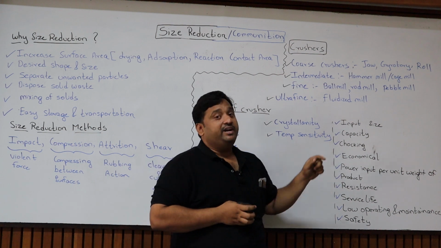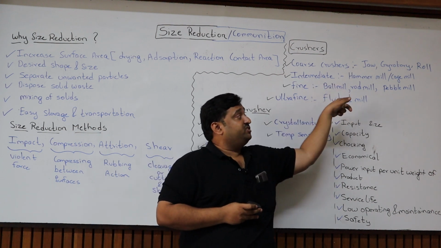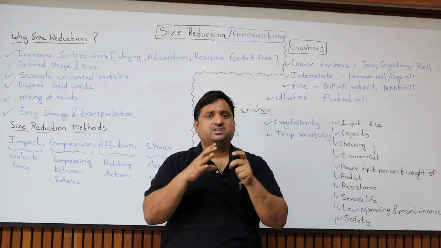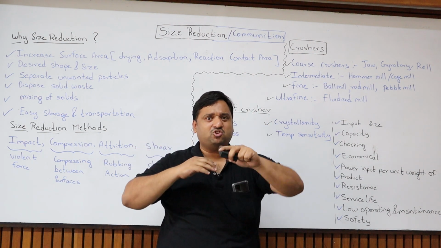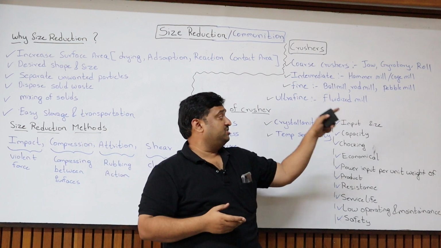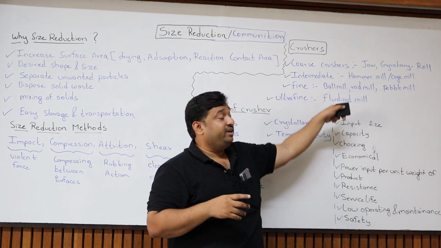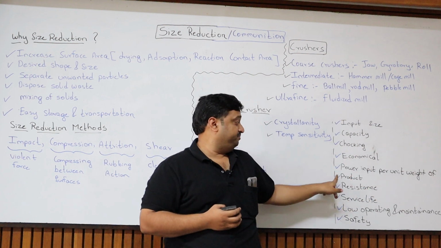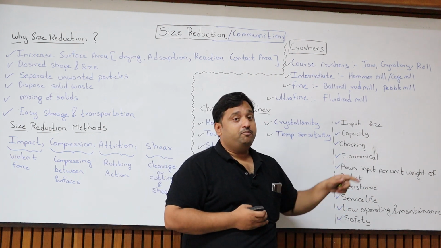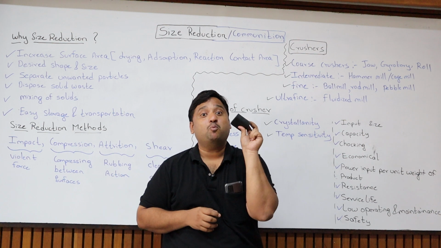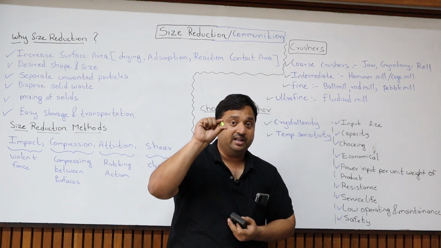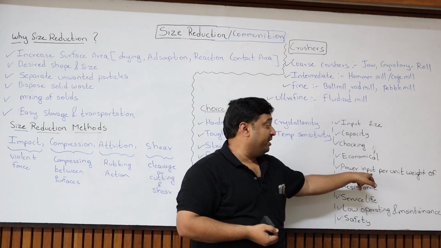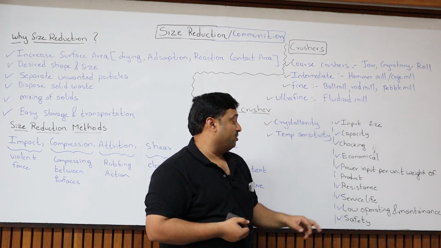Okay, choking tendency. Among these crushers, which are more prone to choking, meaning it won't crush somewhere, the feed will stop and won't be crushed further? The choking tendency of the machines is listed here. And power input per unit weight of product. Power input means, if I want to make 1 kg of the smaller particles, how much power I have to give to the machine. That's called the power input per unit weight of the product.